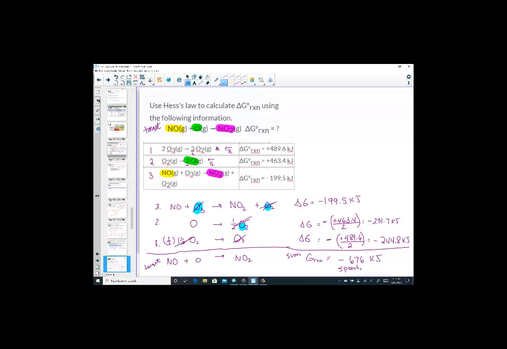Good fun. That was a review of Hess's law using entropy from last chapter and now using it as Gibbs free energy in this chapter. They are both state functions, which means they're independent of pathway.